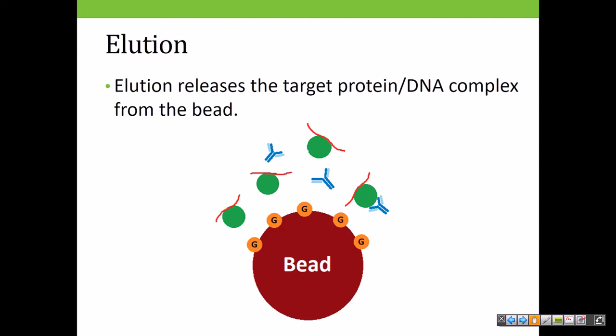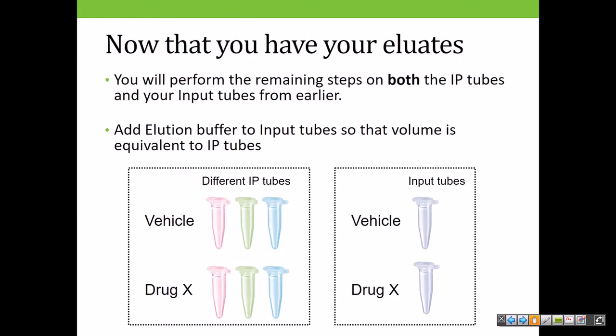Those are still bound. But what SDS will do is interfere with those non-covalent interactions, which are between your antibody and the target, and your antibody with the bead. All right, we just want to get things off the bead. So from there, now that we have your eluates, you will then perform the remaining steps on both the IP and the input.